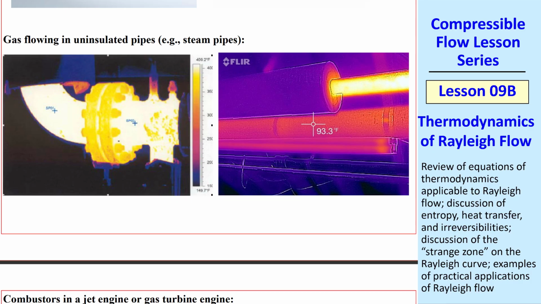Here's some infrared pictures of steam pipes. Here's some insulation, and in this elbow where it's not insulated, there's a significant heat loss through this bare pipe into the room. So heat is going out. Here's another case where heat is going out when there's no insulation on this portion of pipe.